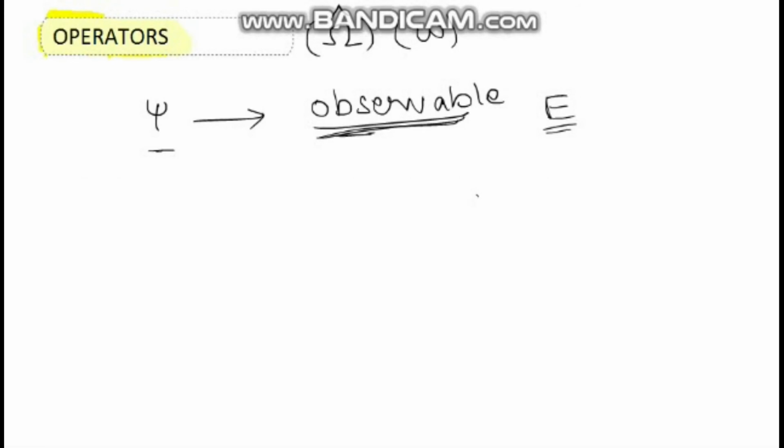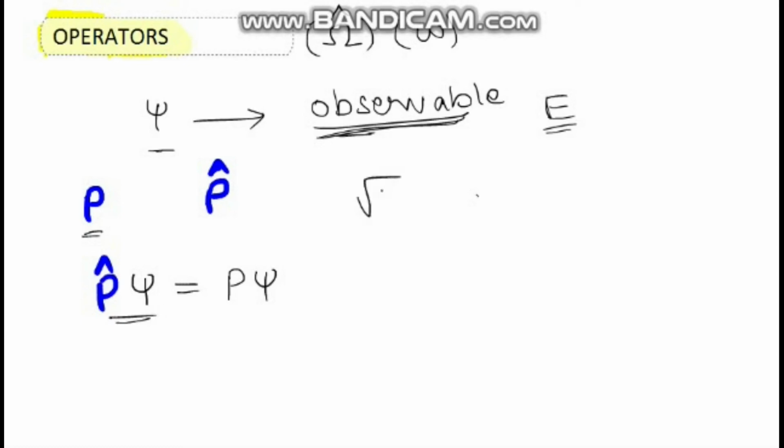Let's see. We have momentum, right? How do we find momentum? Let's first define its operator, that is, p cap. When you use p cap on psi, you will get p and you will again get psi. So what is the operation here? We know how to take the root, for example by the factorization method. How do you operate this?